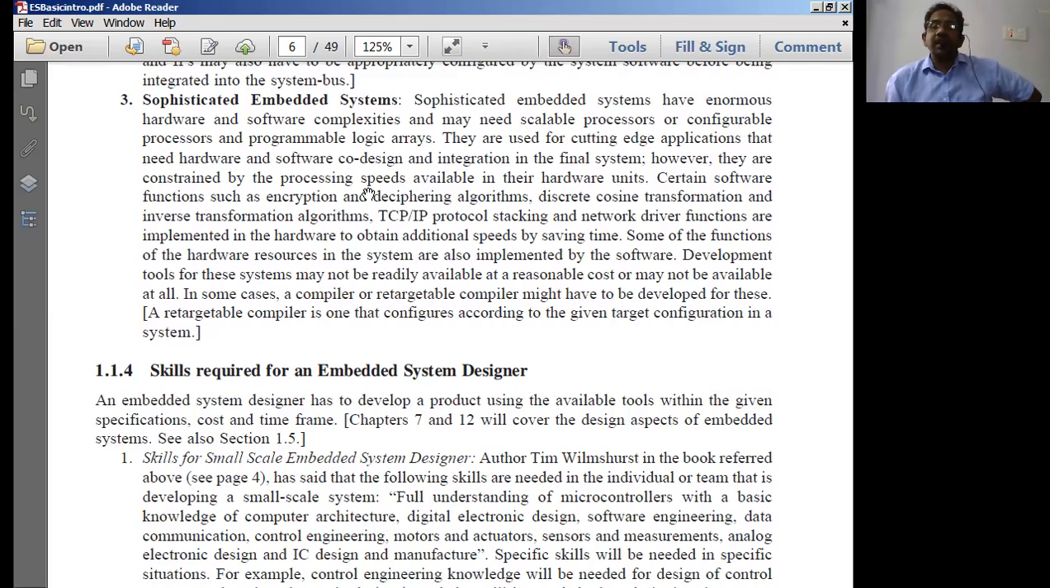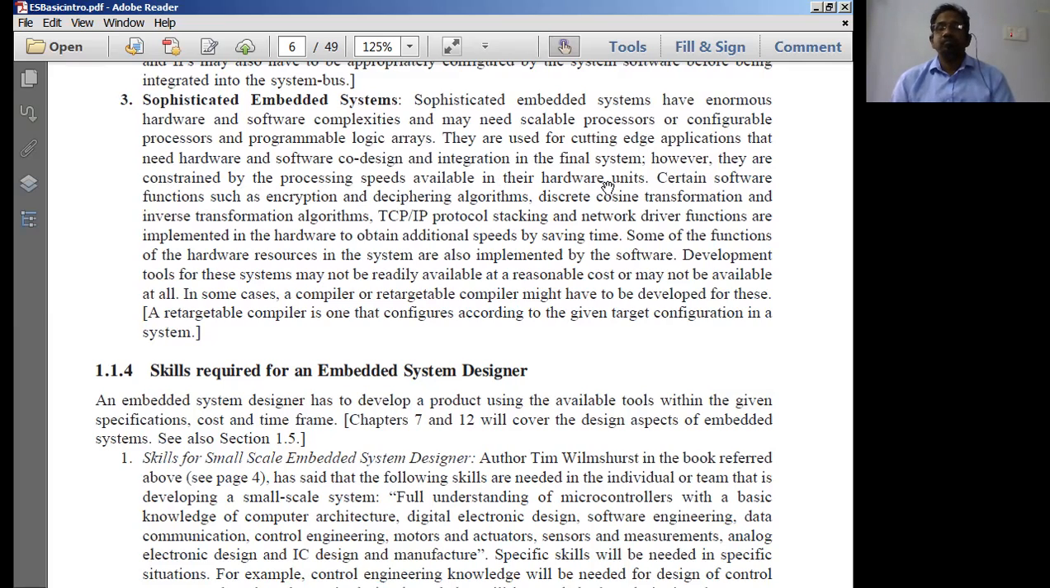That means you have to manage the complexities of the hardware and software parallelly at the time of design itself. So this is the complexity we have in sophisticated systems, and integration in the final systems. And next, the hardware and software design should go hand in hand, that is, they should be performed in parallel. Therefore, we simply say that it needs hardware and software co-design and integration in the final system.